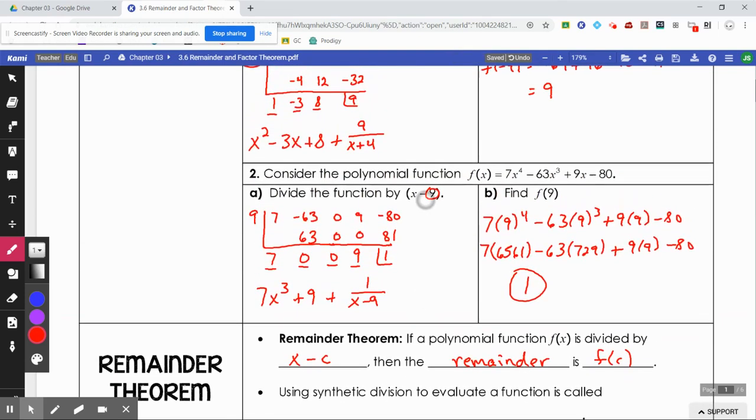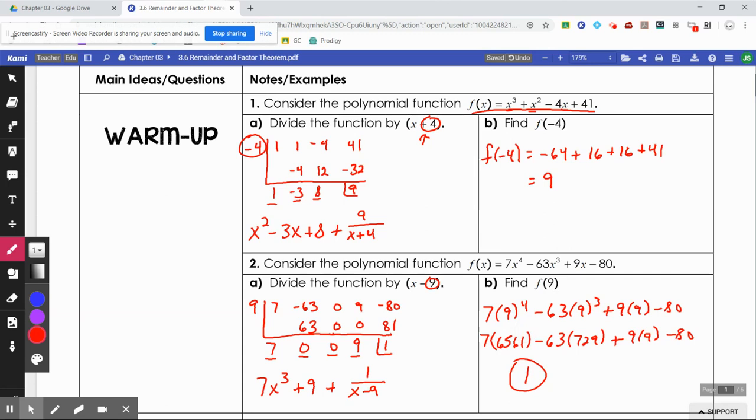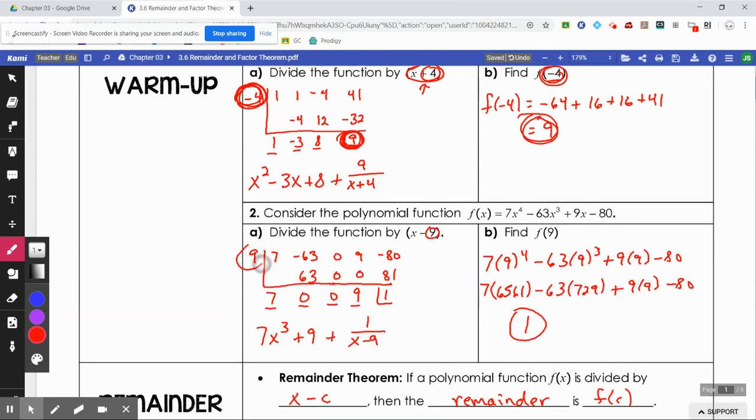So look back up here. If you divide a polynomial by x minus negative 4, and that's what we divided by was the negative 4, the remainder will always be the same thing as f of negative 4. So dividing by this and plugging this in is the same thing. The remainder will be the exact same thing as what you would have if you plugged it in. Here, x minus 9, I divided by, I put the 9 out here. I got a remainder of 1. Well, what if I plugged in and found f of 9? Then I would get 1.